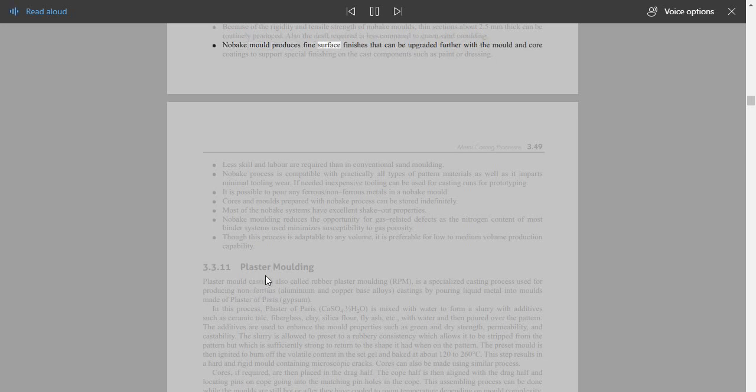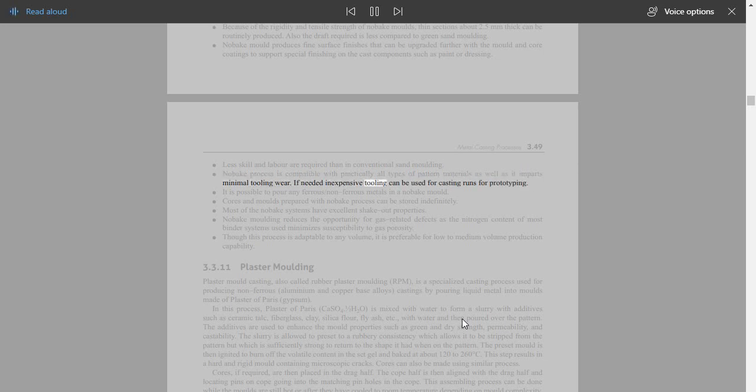No-bake mold produces fine surface finishes that can be upgraded further with the mold and core coatings to support special finishing on the cast components such as paint or dressing. Less skill and labor are required than in conventional sand molding. No-bake process is compatible with practically all types of pattern materials, as well as it imparts minimal tooling wear.